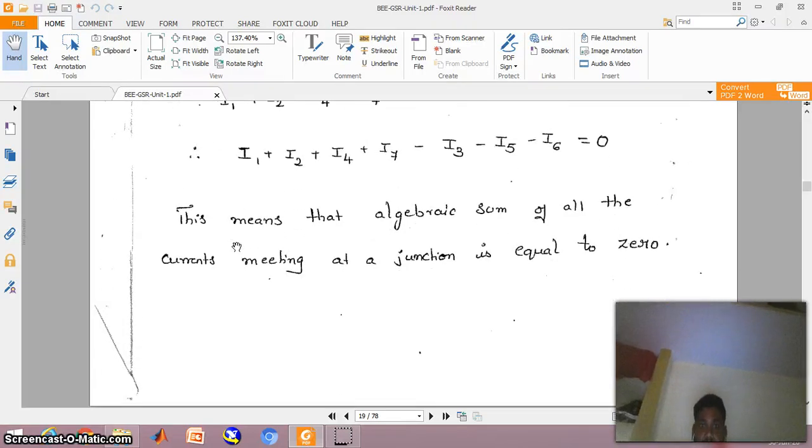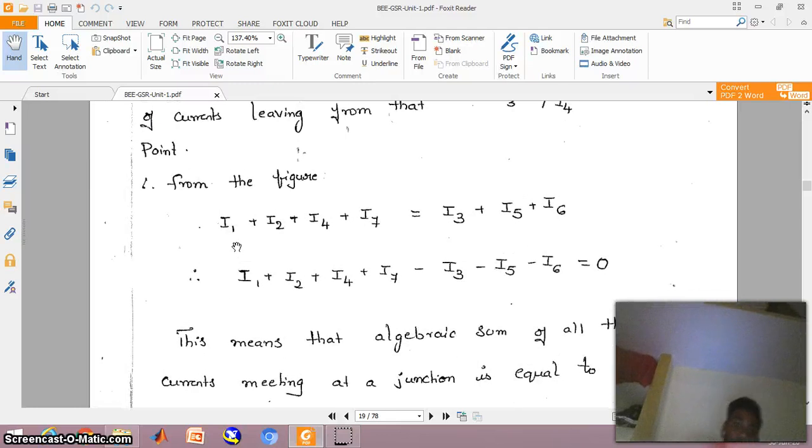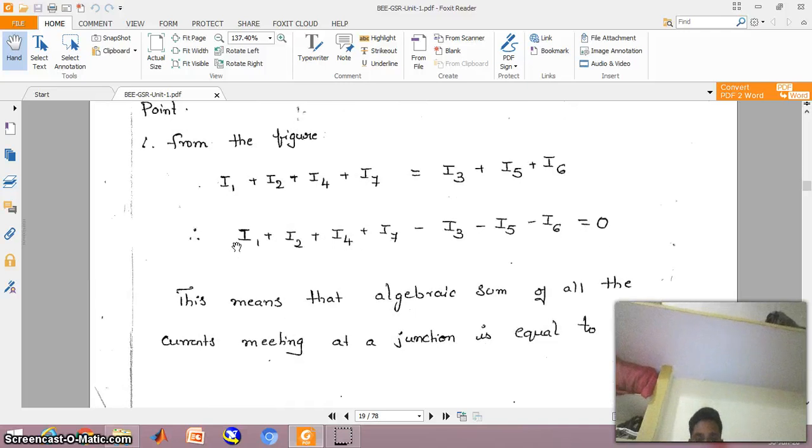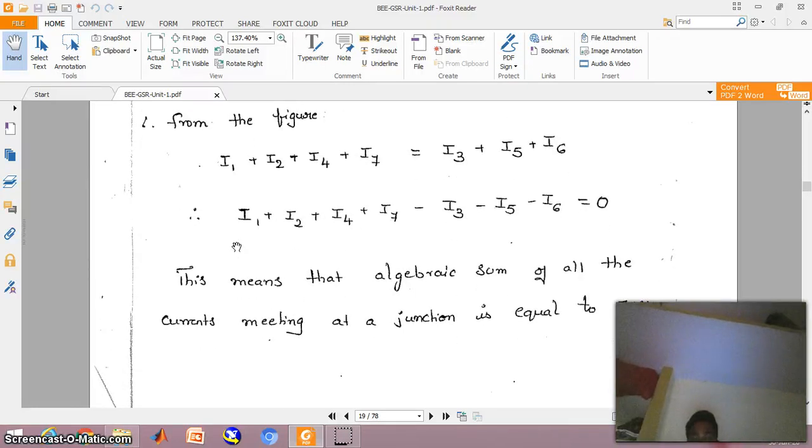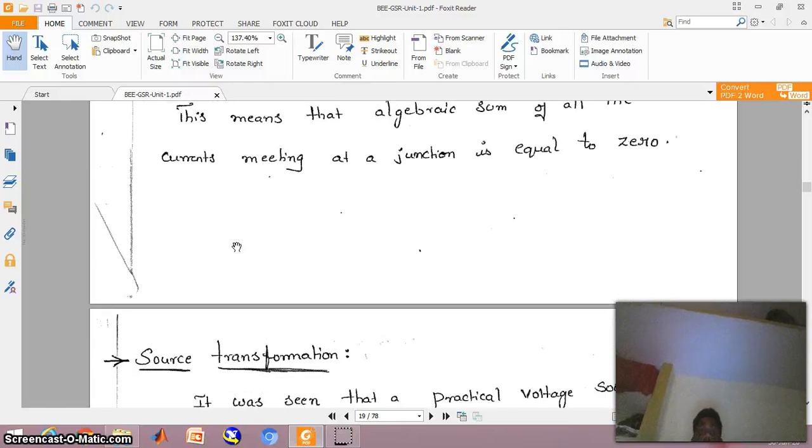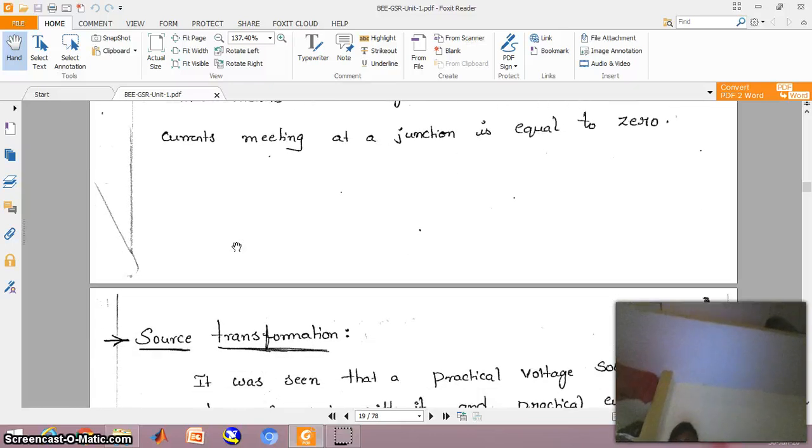This equation can be written in another form, where the right side quantity is taken to the left side. So I1 plus I2 plus I4 plus I7 minus I3 minus I5 minus I6 is equal to 0. This means that the algebraic sum of all the currents meeting at a junction is equal to 0. That is the another definition of KCL.